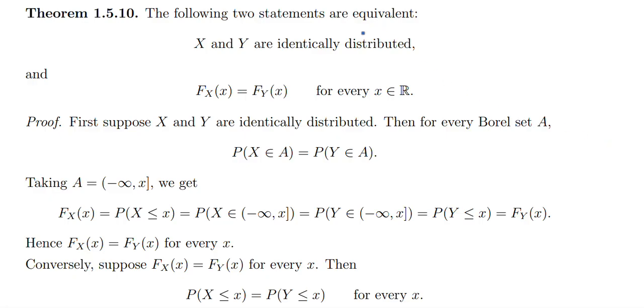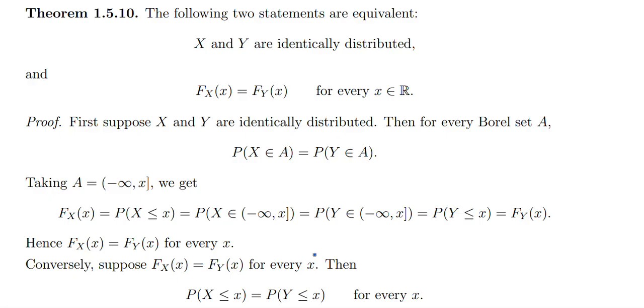The following two statements are equivalent: X and Y are identically distributed if and only if F X of x equals F Y of x. Suppose X and Y are identically distributed, then for every Borel set A, probability of X belongs to A equals probability of Y belongs to A. Taking A equals this, it will give you this. So hence F X of x equals F Y of x for every x.